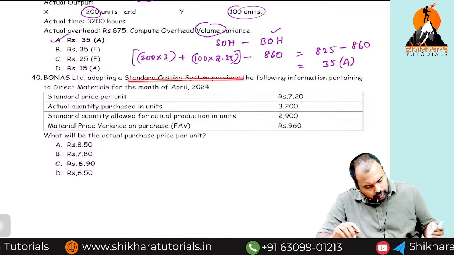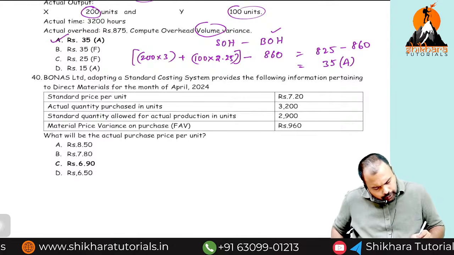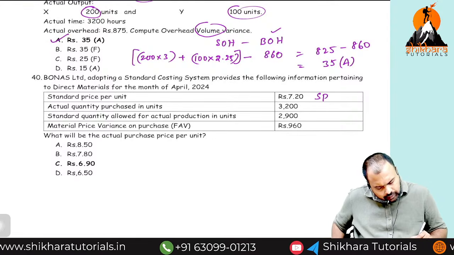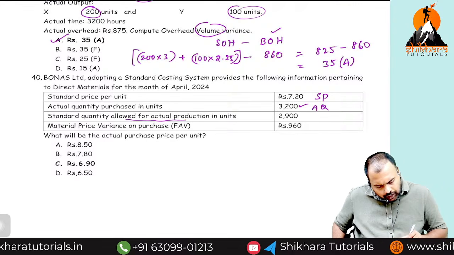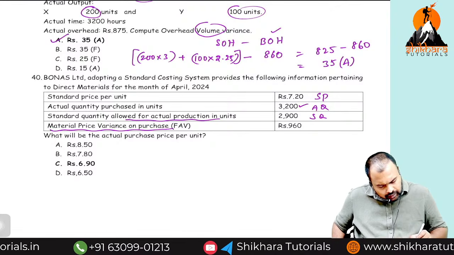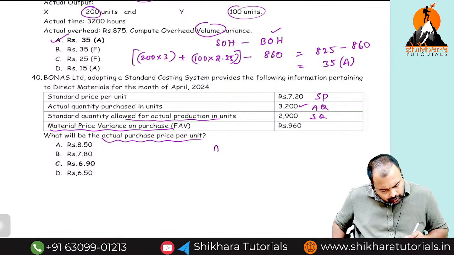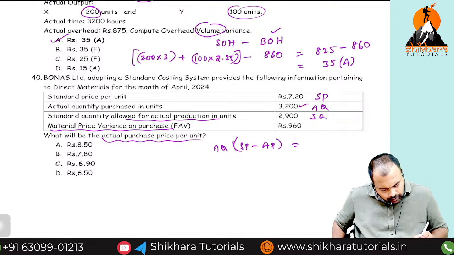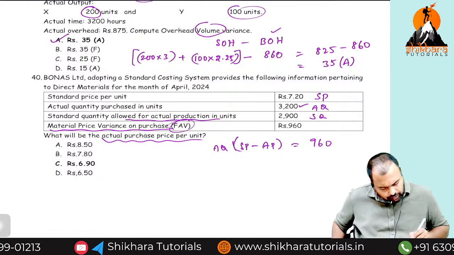So again, they're following a standard costing system. They said standard price per unit, so SP is given, actual quantity purchased in units, so AQ is given, standard quantity allowed for actual production, which is nothing but SQ, and the material price variance is given. They're asking us the actual purchase price. So AQ into SP minus AP is equal to 960 favorable. So 960 favorable.